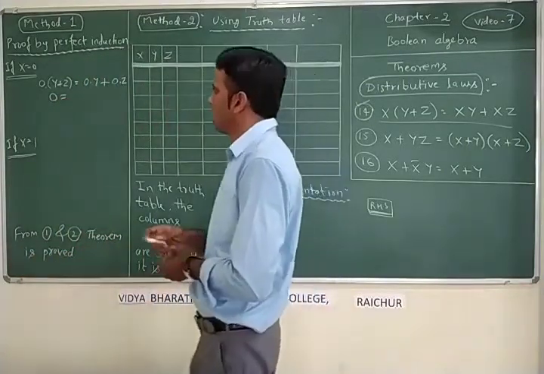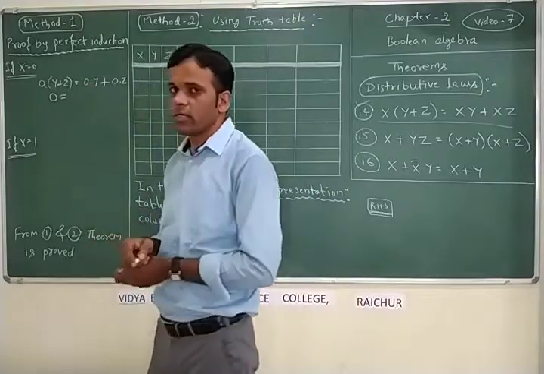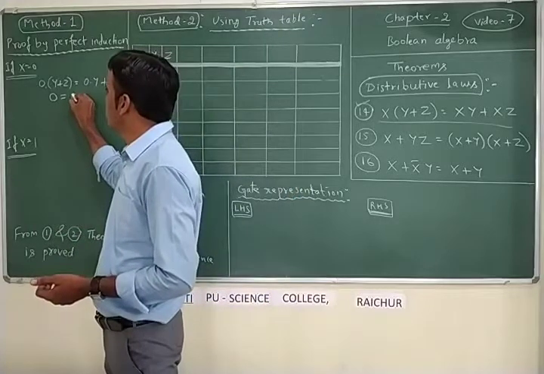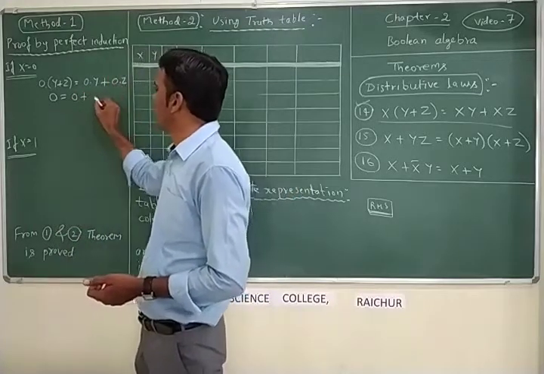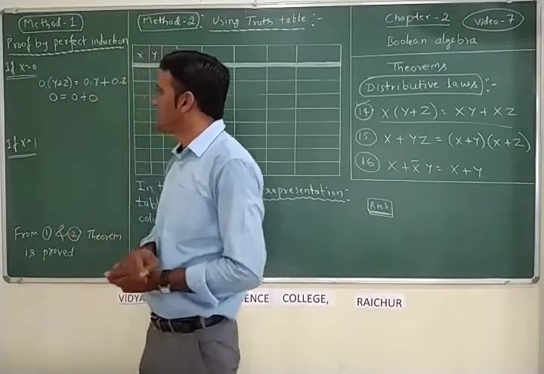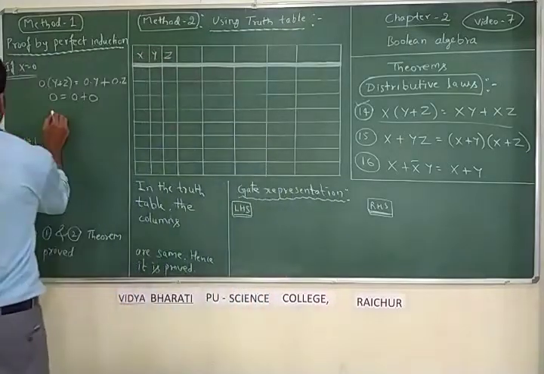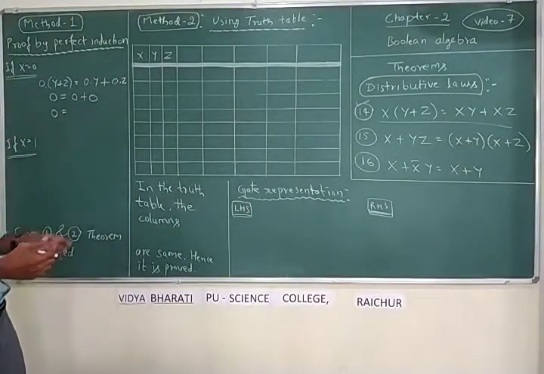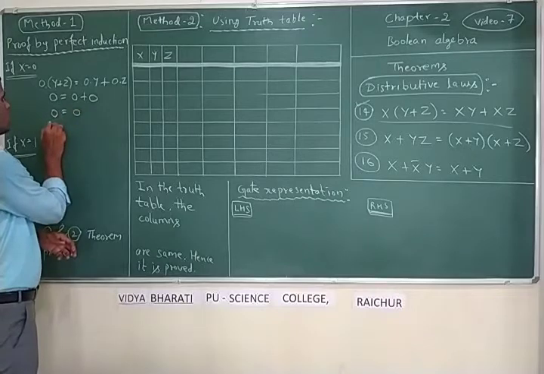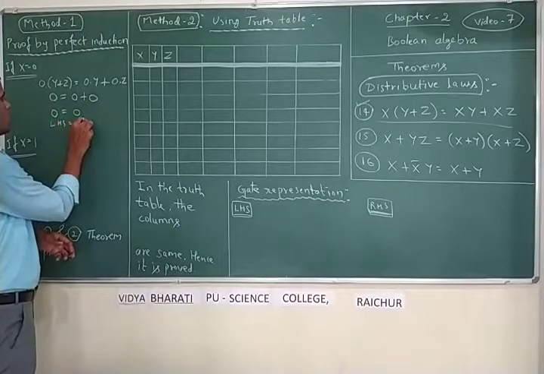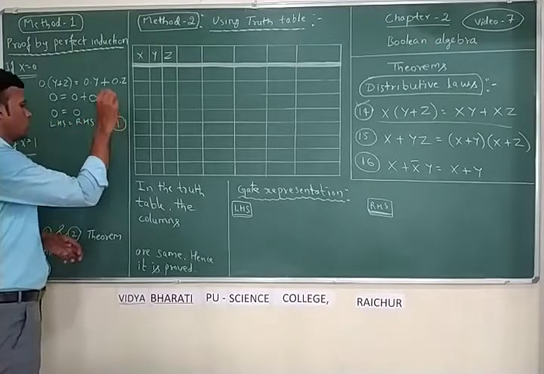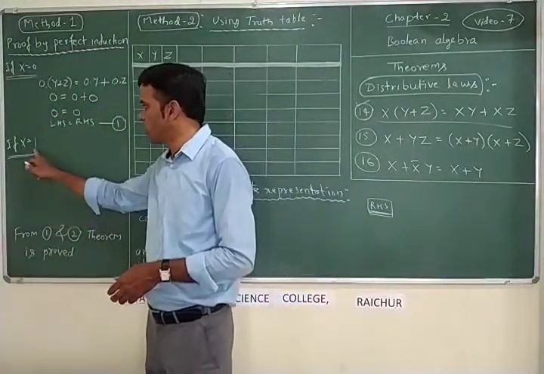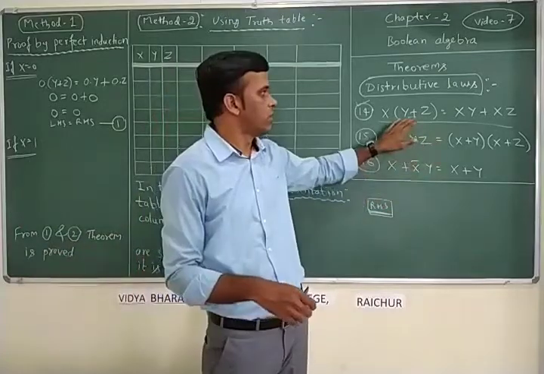So 0 equals to 0 into y. Okay, again the 0 into x equals to 0. So here 0 into y equals to 0 plus 0 into z equals to 0. Then LHS is very clear, it is 0. RHS, both are 0, it's an OR operation. Okay, so it is 0. So LHS equals to RHS.